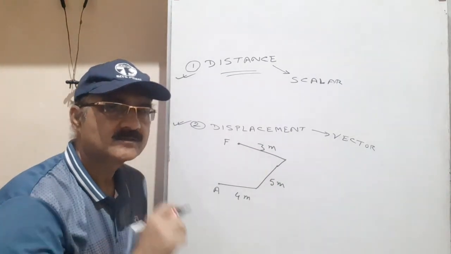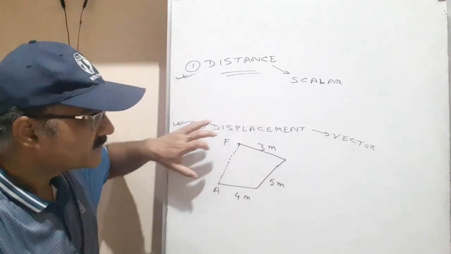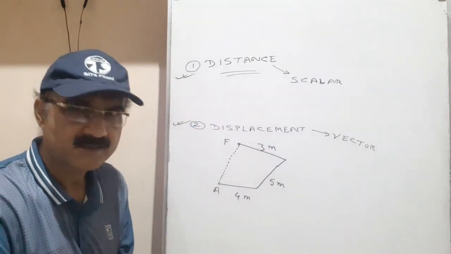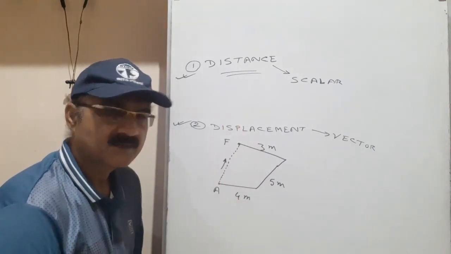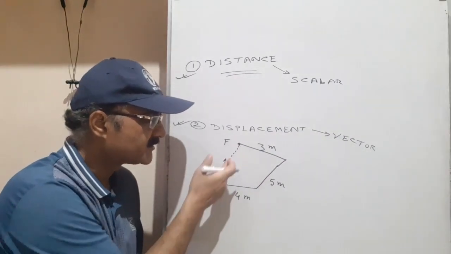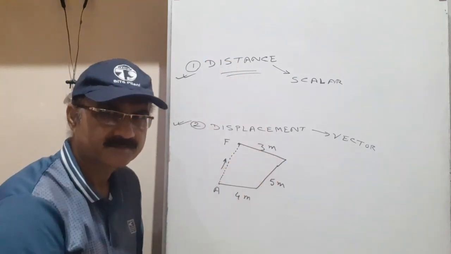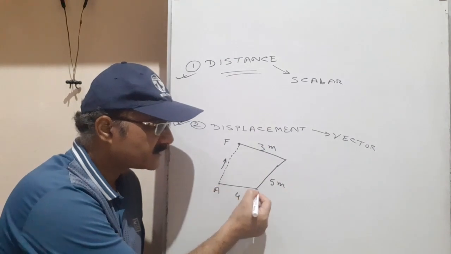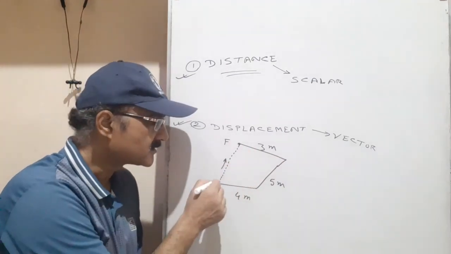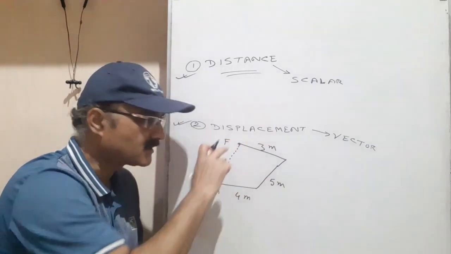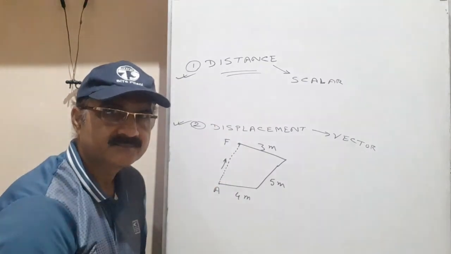Clear? And what is the displacement of the body? Displacement of the body will be the length of AF. The length of this straight line will give us the magnitude of the displacement, and the direction of the displacement will be along this direction. Clear? Here I am not going to calculate the exact value of this displacement. I am just giving this example to show you the difference between distance and displacement. So distance is 4 plus 5, 9 plus 3, 12 meters. But the displacement is the length of this, the shortest distance between the initial position and the final position. Direction is from initial to final. Clear? Good.